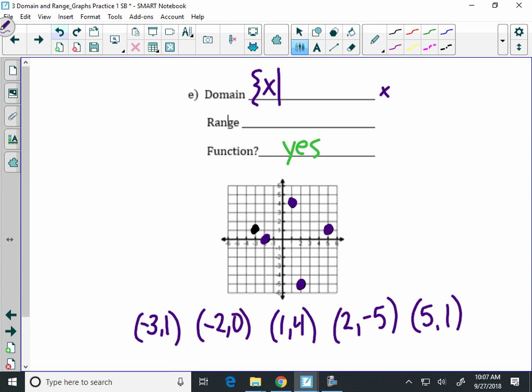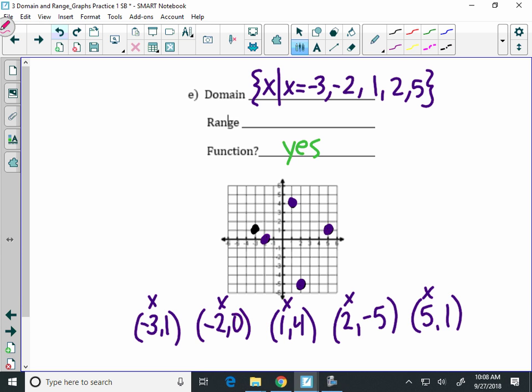Once I know those ordered pairs, you need just the x's from each ordered pair as your domain, and you're just going to list them out. The only x's are -3, -2, 1, 2, and 5. That is your domain. No other values because those are not connected points.